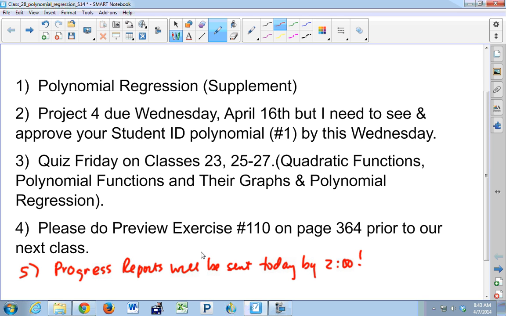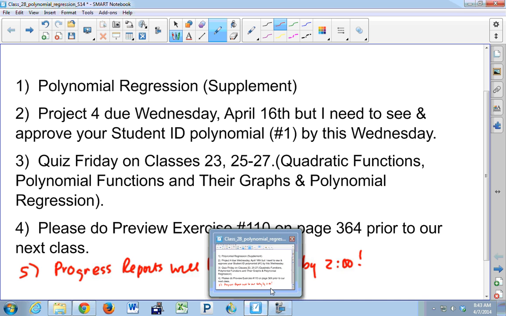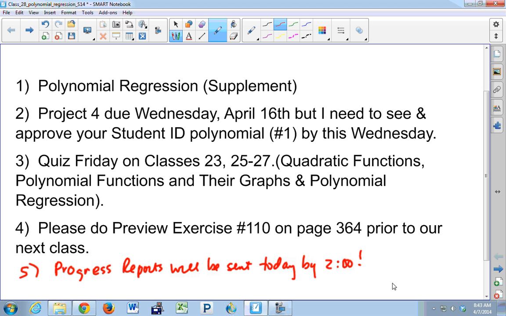And before you come to class on Wednesday, please do exercise 110 on page 364 in our book. I need you to review that before we do Wednesday's class. I will send out progress reports today by 2 o'clock. Whatever grade I gave you as a summary on your last test will be what I'm reporting to the registrar. Any questions before we start today's material?